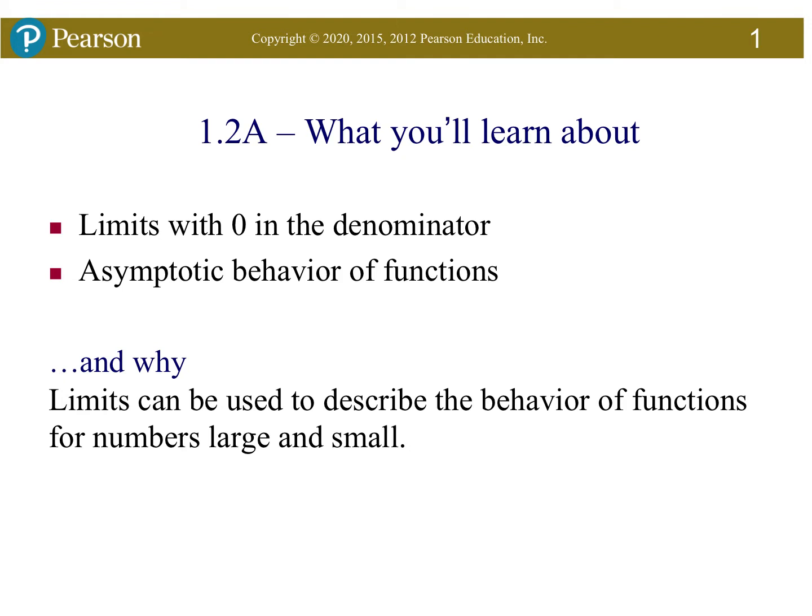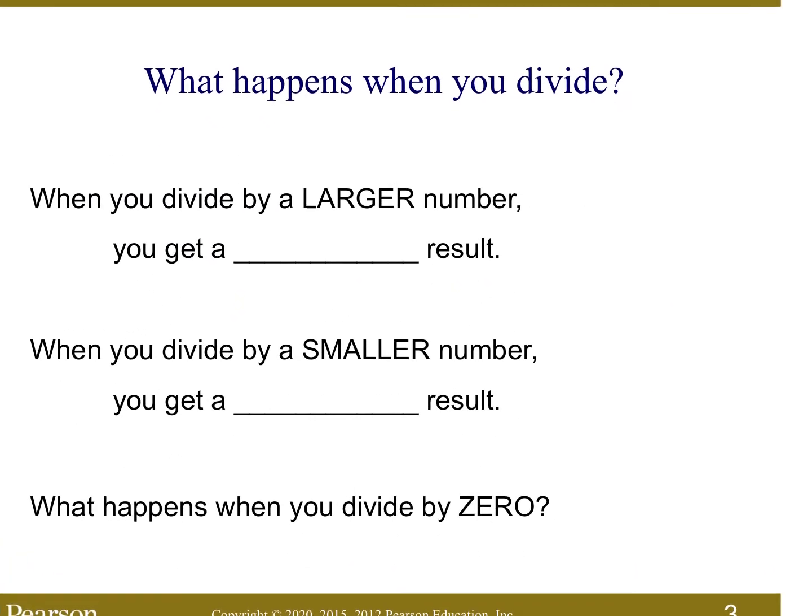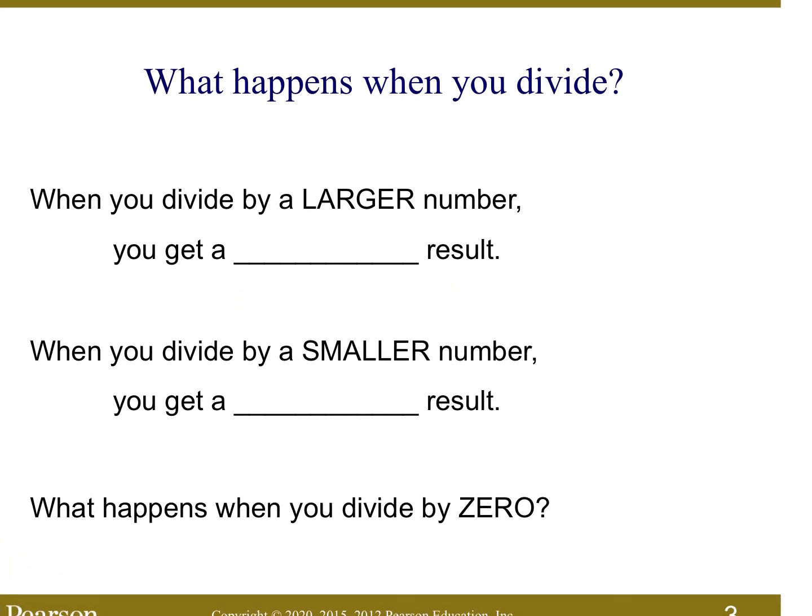And that leads to an asymptote. When you divide by 0, either side of 0, that will lead to a different kind of asymptote. All right, so a little logic. When you divide something by a larger number, when the number on the bottom is bigger, what happens to the answer? What direction does it go? Does it get bigger or smaller? Smaller. When you divide by a larger number, you get a smaller result. And when you divide by a smaller number, you get a larger result.